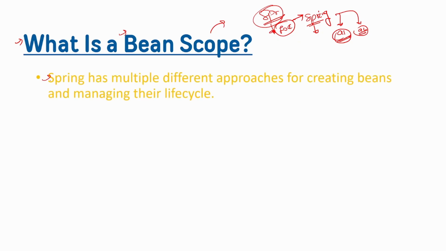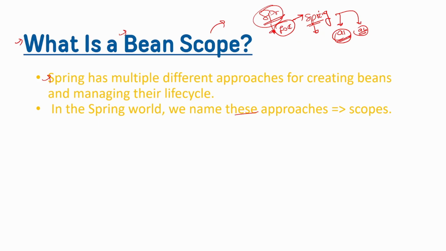So what is the bean scope? Spring has multiple different approaches for creating the bean and managing its life cycle. In the Spring world, we call these approaches scopes. Spring is based on the IOC principle, in which we don't create the object ourselves. Spring creates the object and manages its life cycle. These different approaches used by Spring for the creation of the bean and managing its life cycle are known as bean scopes.